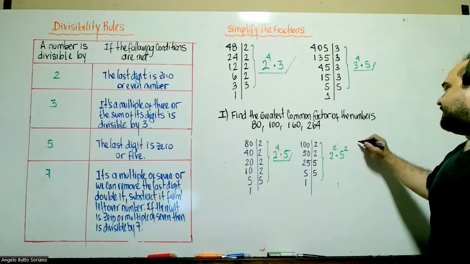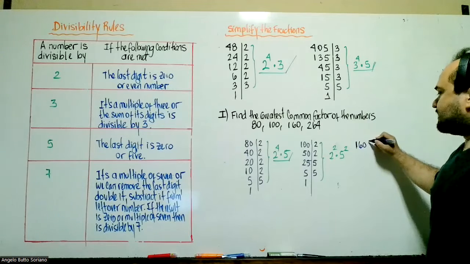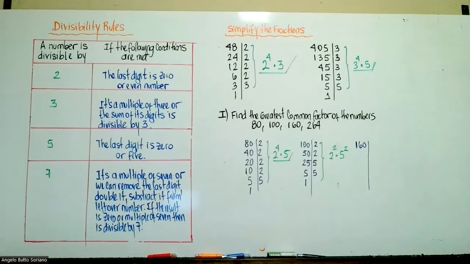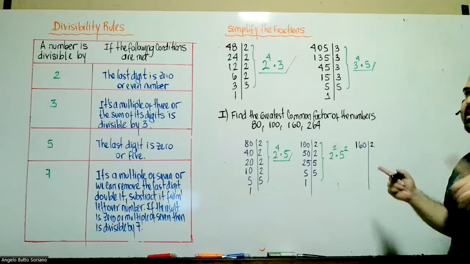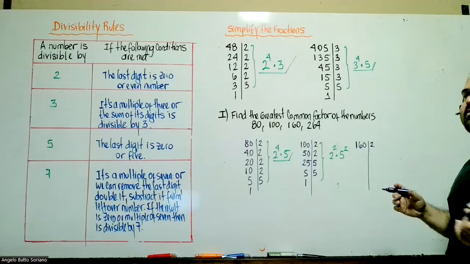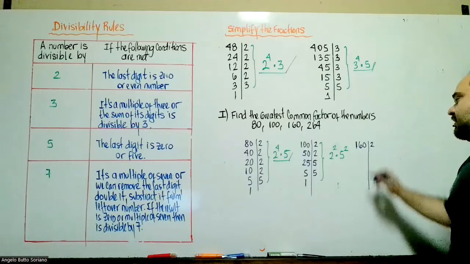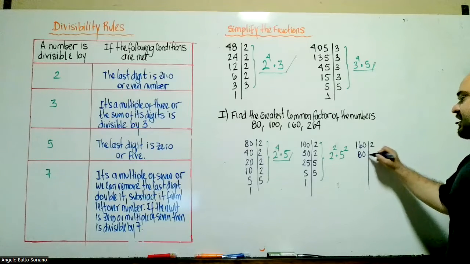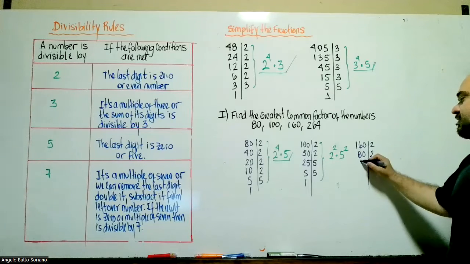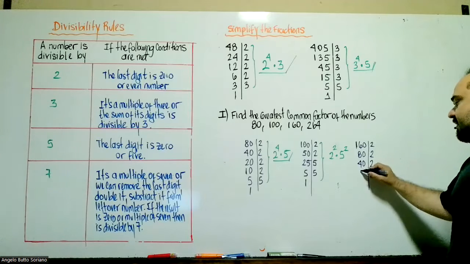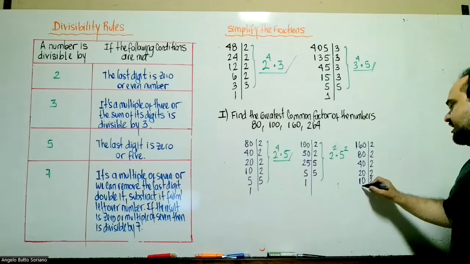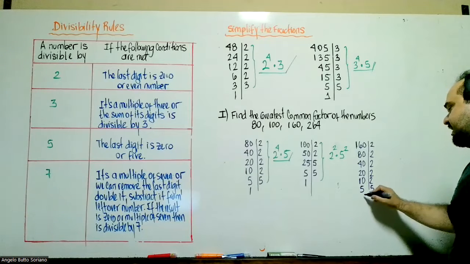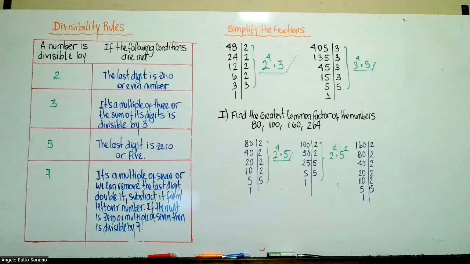Another example, we have the number 160. And this 160, we can divide by 2 also, because rule number 1 says a number can be divided by 2 when the last digit is 0 or an even number. That will be 80. 80 divided by 2 is 40. 40 divided by 2 is 20. 20 divided by 2 is 10. 10 divided by 2 is 5. 5 divided by 5 will be 1.